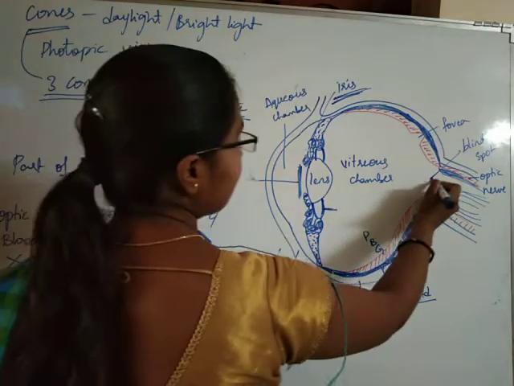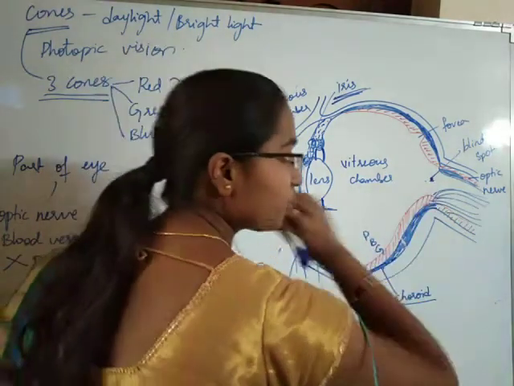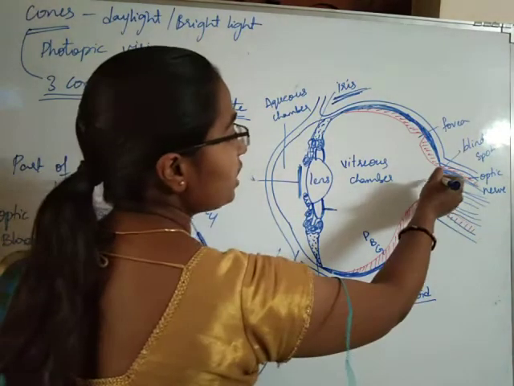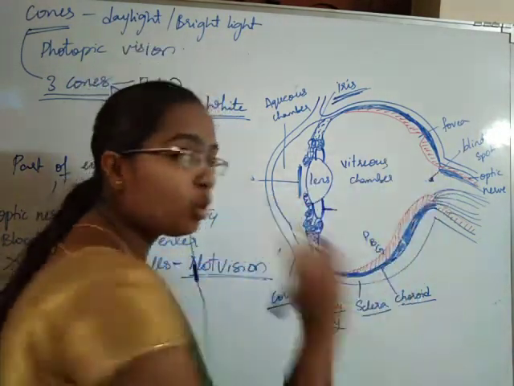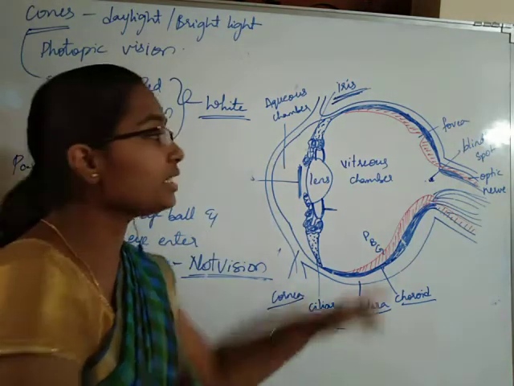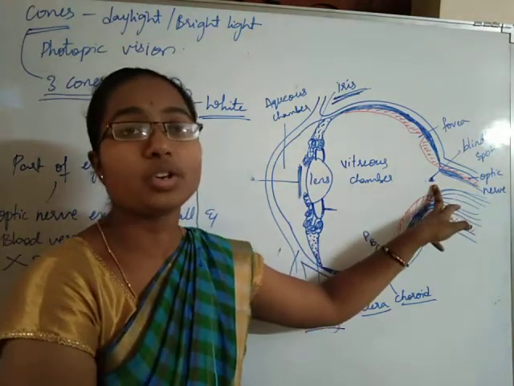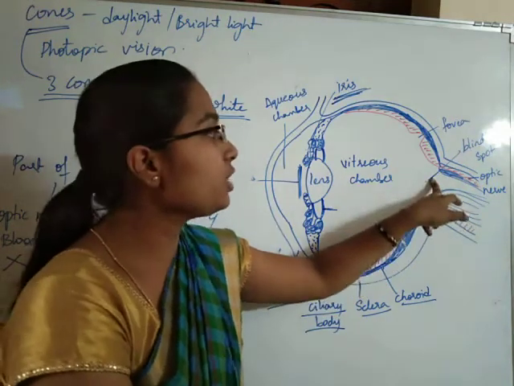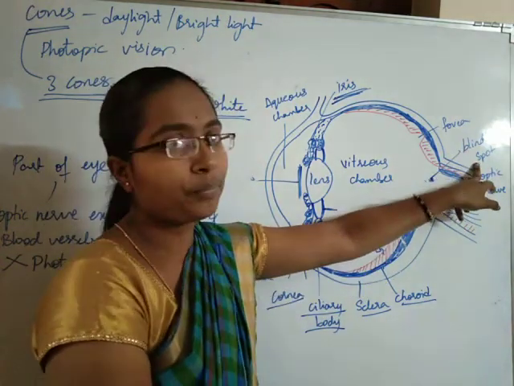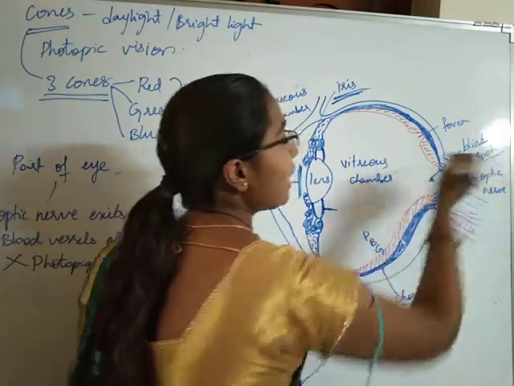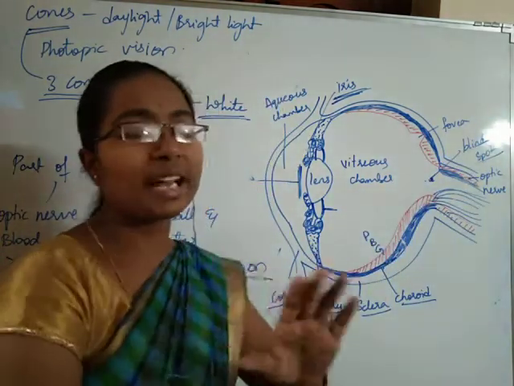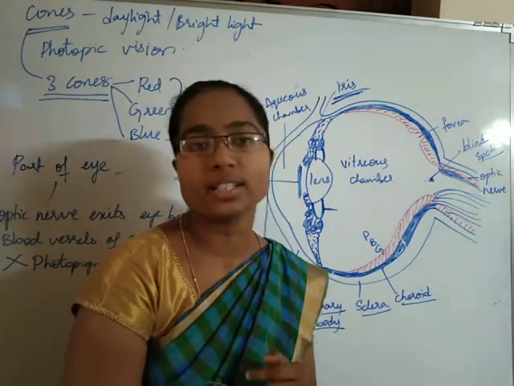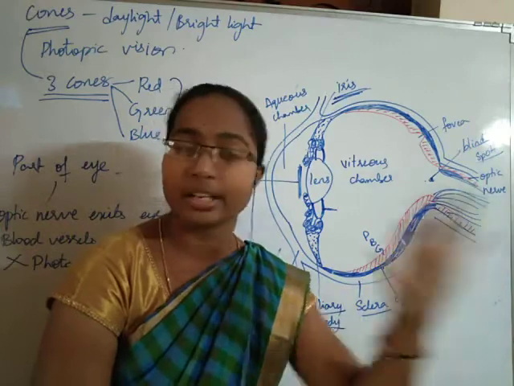So, this is the spot from where the optic nerve goes out and blood vessels for the eye come inside. This spot has no rods or cones, which means this region is not involved in the formation of the image. So, this region is called the blind spot. No image is formed on that particular part.